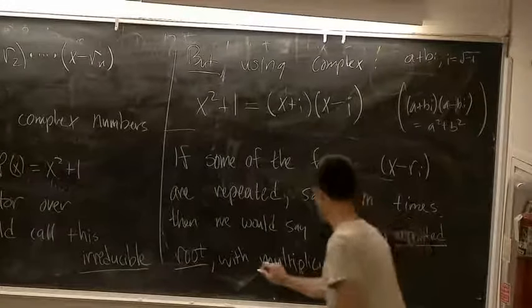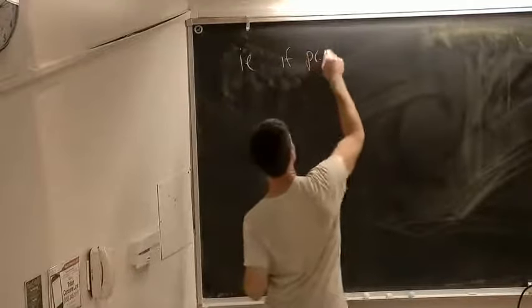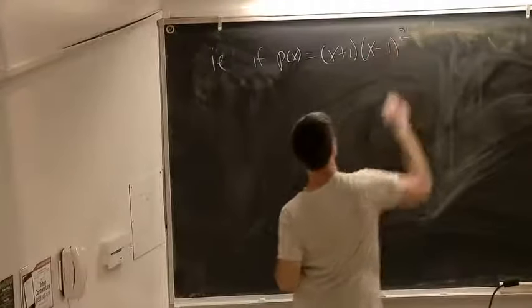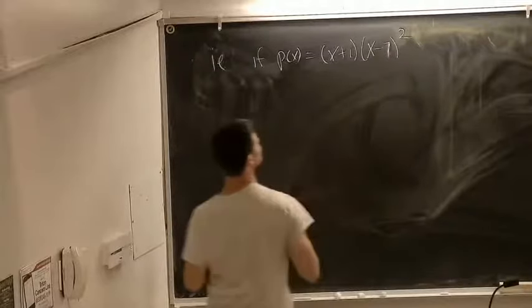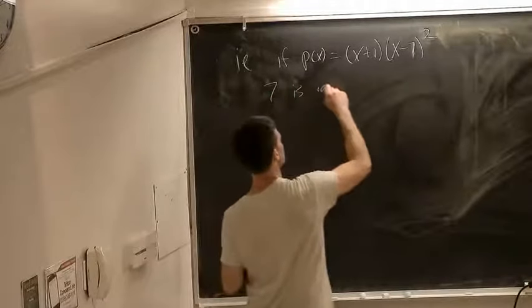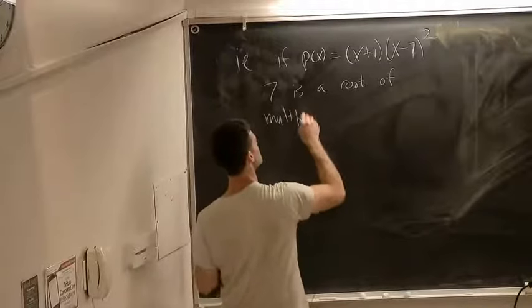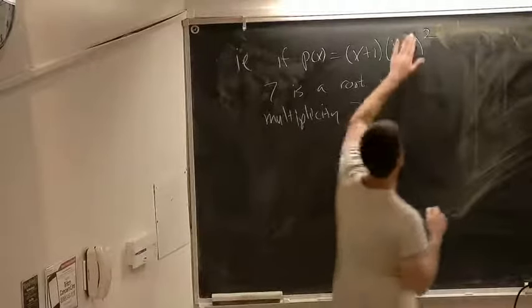Okay, so we're going to have to use this terminology a few times. For example, if p of x is, let's say, x plus 1 times x minus 1 squared, or how about, let's say, x minus 7 squared, then 7 is a root of multiplicity 2.